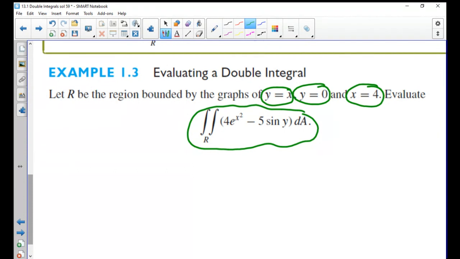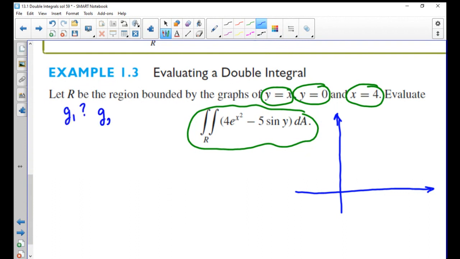You see a question like this, what is the first thing we need to do? We need to graph, yes. We need to draw the graph, yes, thank you. So we need to graph what this region is so that I can find G1, G2. Remember, what I really need is G1, G2, A, and B. Once I have all of this, then I can try to integrate.